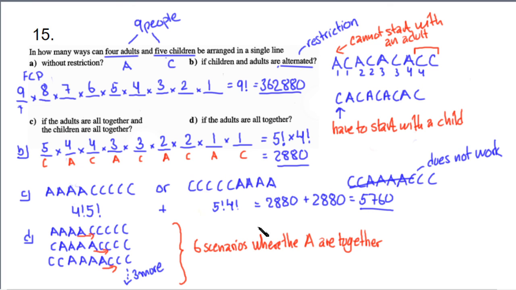Each one of those scenarios is going to be 5 factorial times 4 factorial, which we did in the previous question. So that's the number of arrangements for each one of them, but then we have 6 of them, so times 6. And if we evaluate that, we're going to get 17,280.